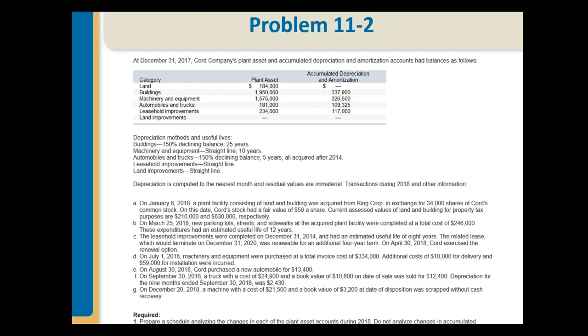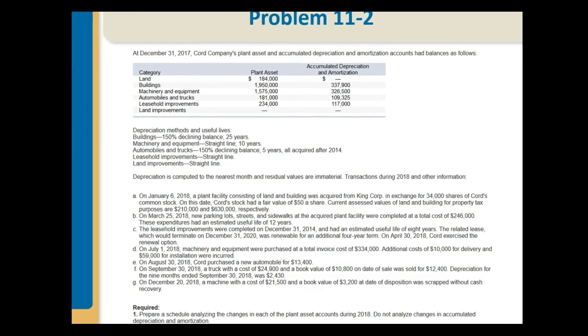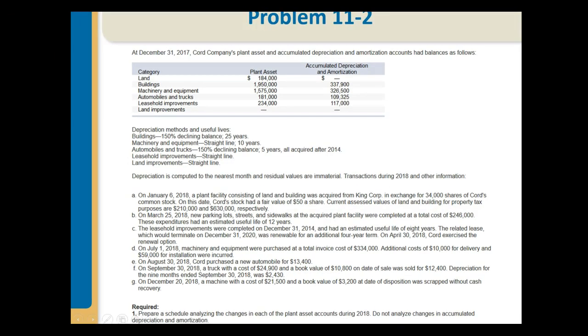We're going to now take a look at an extensive problem, 11.2. Hang in there with me, guys, and I got to bring this down a little. So, as you see, December 31st, 2017, Cord Company's plant, asset, and accumulated depreciation and amortization accounts had balances as follows.